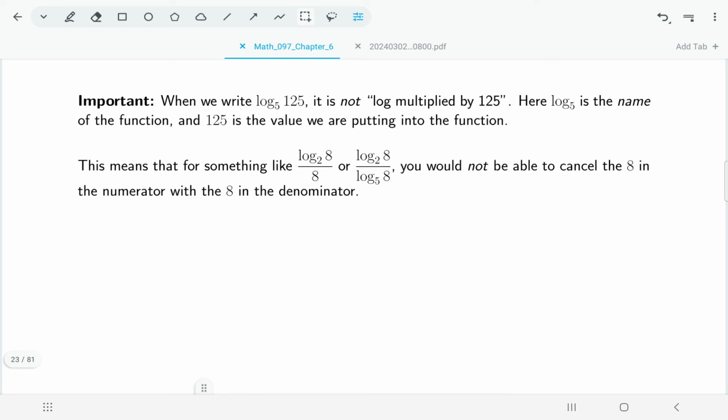And just like when we were doing stuff with functions in chapter 3, we can't cancel the f's and the g's for f of x and g of x. Those are just the name of the function. It's there for that reason.